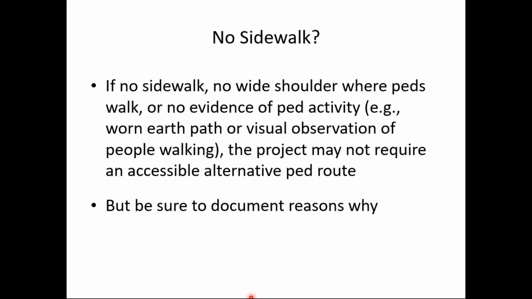My advice is, if there's no sidewalk or no wide shoulder where people walk, or no evidence of pedestrian activity, that you can't see a goat path in the grass where people have been walking, the project may not require an accessible alternative pedestrian route. But I would say if you're not going to have an accessible route, be sure to document why. Like maybe you might note, well, I was out there a couple of times in the month before the project was implemented, doing a pre-construction survey or marking utilities or whatever it might be, and I was there an hour each time and I never saw a pedestrian. Or I would even take photographs of the grass along the roadway to show that there's no goat path in the grass. And then we don't need all these accessible alternative route requirements that we're talking about.